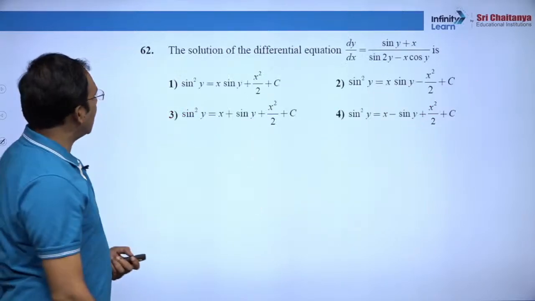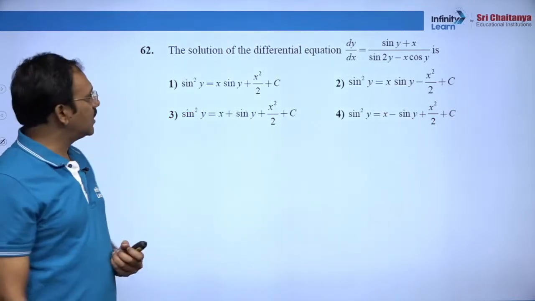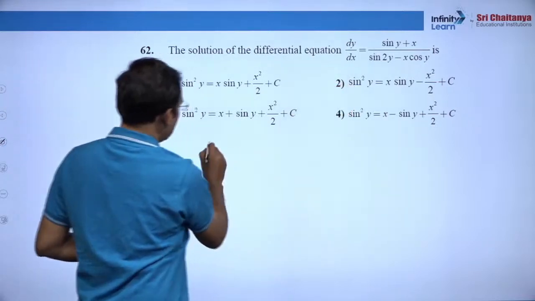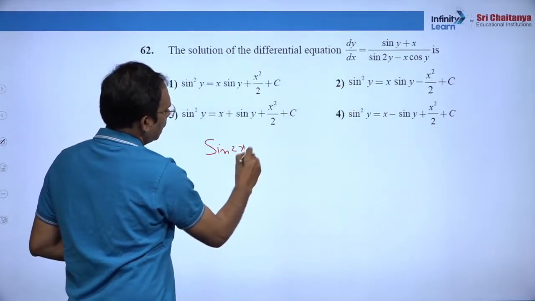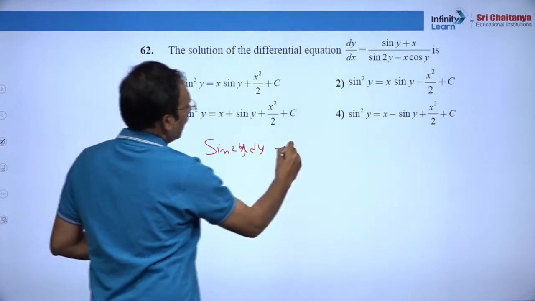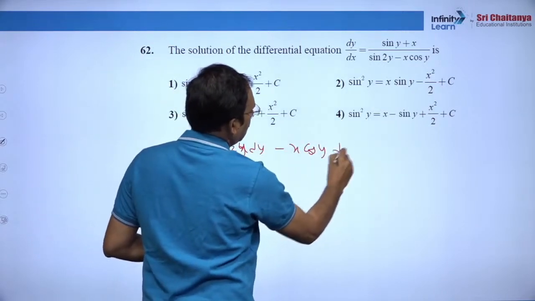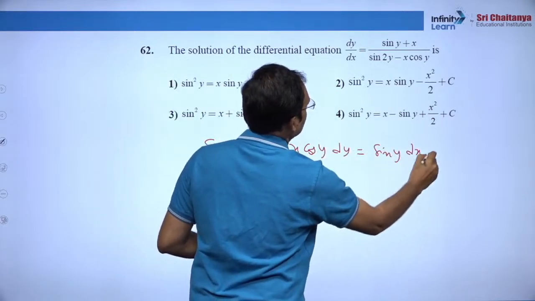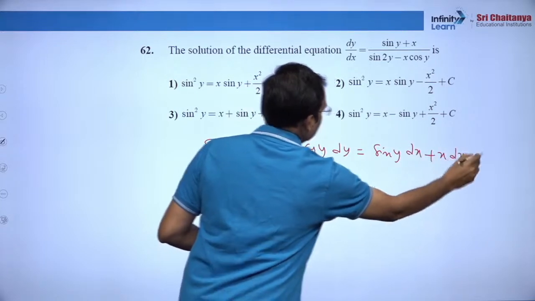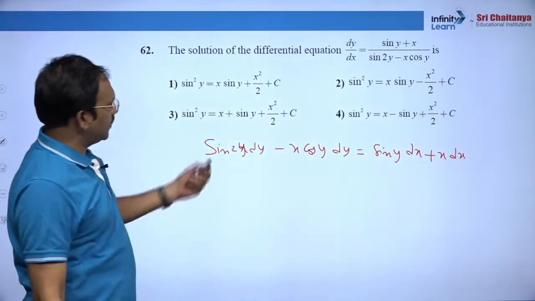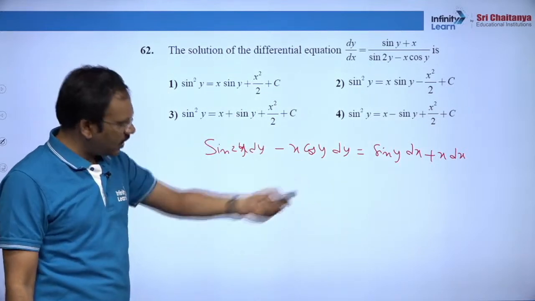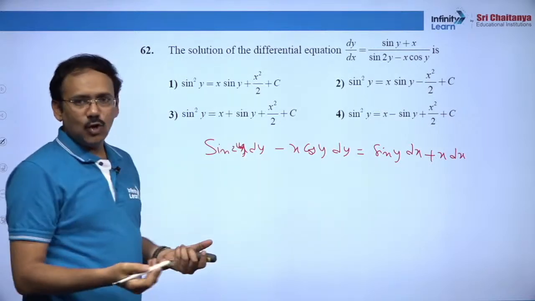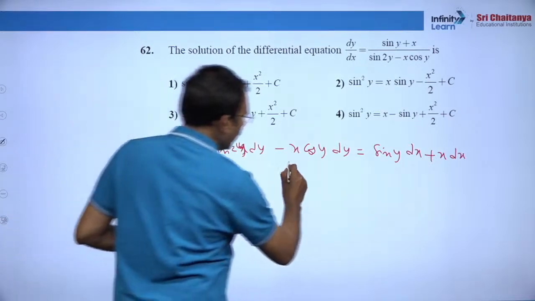Then second, the solution of the differential equation. Here I think we can align the terms. You see, sin 2y dy - x cos y dy = sin y dx + x dx. You see the options, in almost all the options x square by 2 is there. If you integrate, we will get x square by 2. Here sin y dy, we have no problem to integrate. The problem is with these two terms.